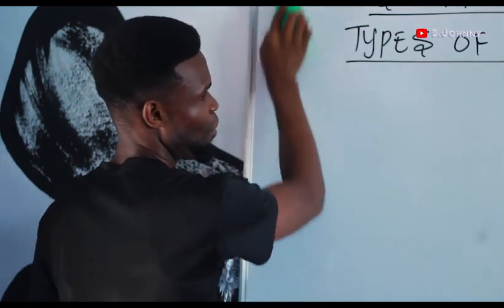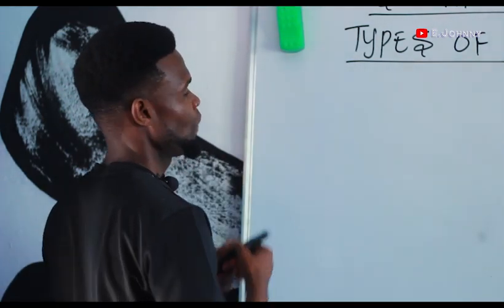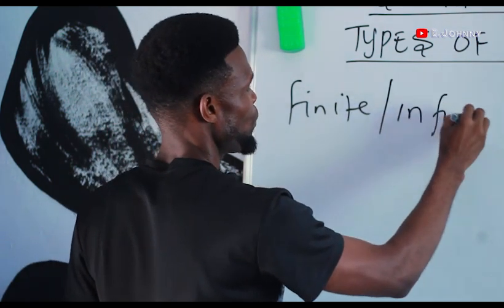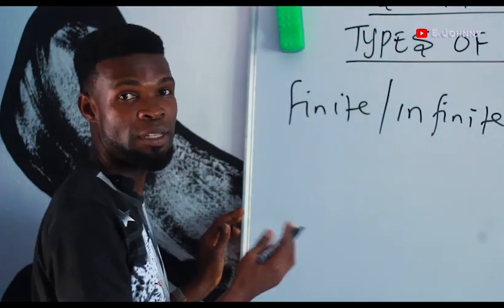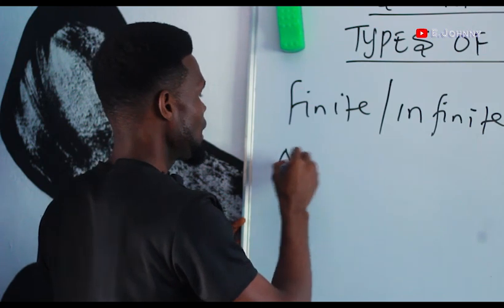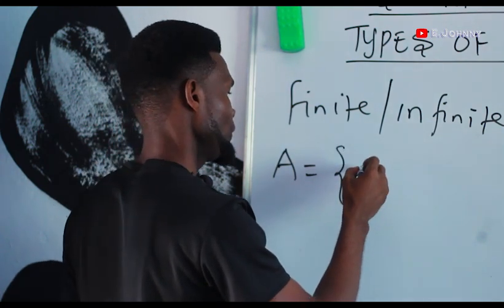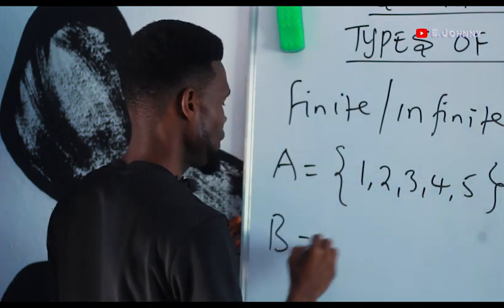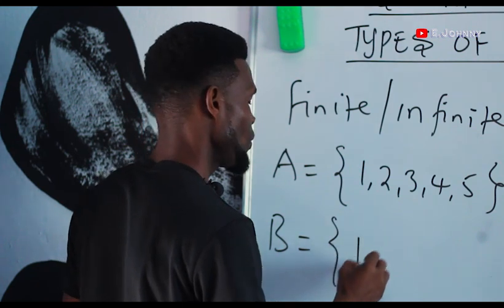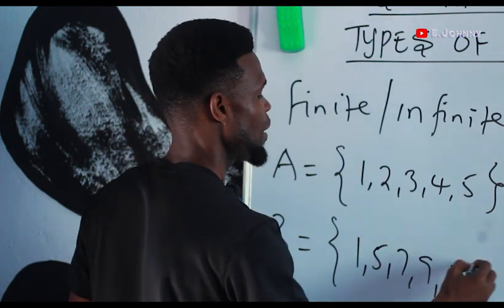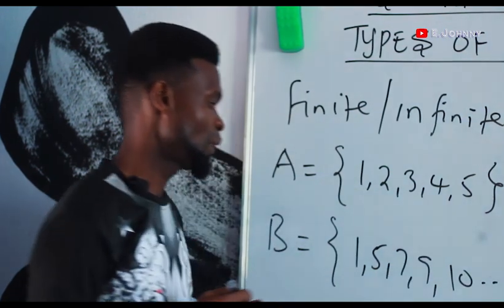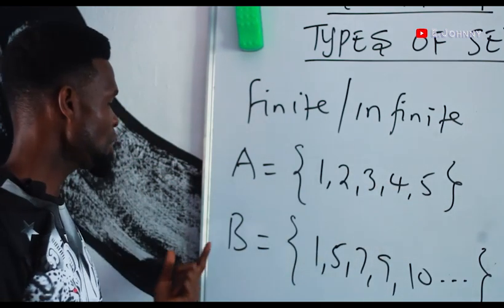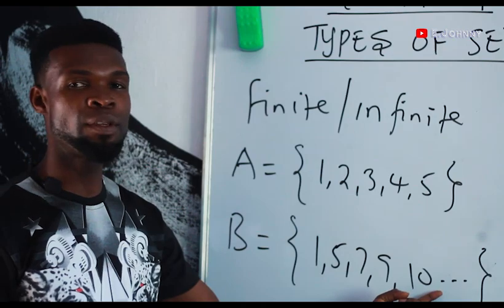Next is what we call finite and infinite sets. Now for finite and infinite, I choose to combine the two, it's just the same. Finite and infinite. If I have a set A to be equals to 1, 2, 3, 4, 5, and then I have a set B to be equals to the same thing, 1, 5, 7, 9, 10, and so on. You can see that the last element in set A is 5, whereas the last element in set B is not known.